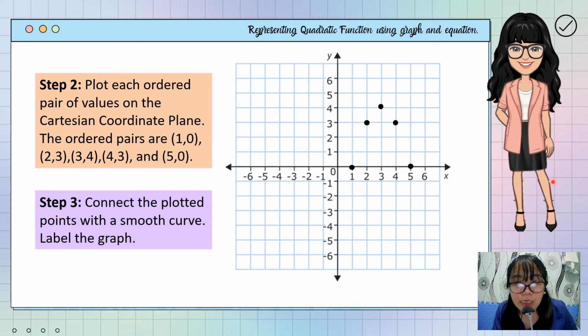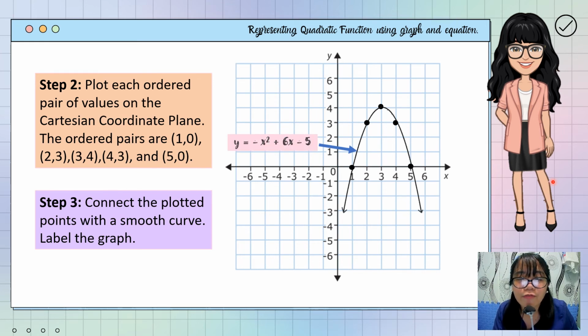For the step 3, we will be connecting the plotted points with a smooth curve. So, this will be our quadratic function already. Now, this quadratic function or this parabola is the graph of y equals negative x squared plus 6x minus 5.